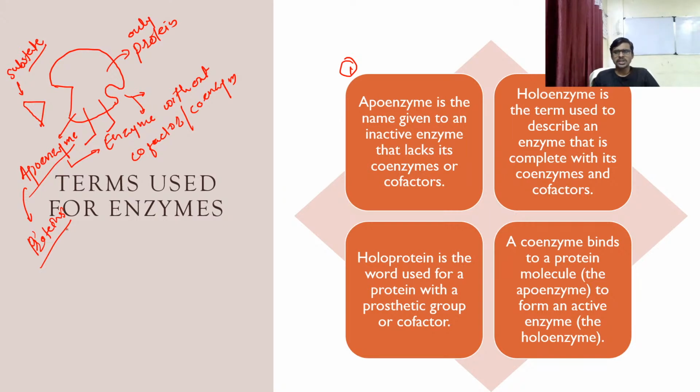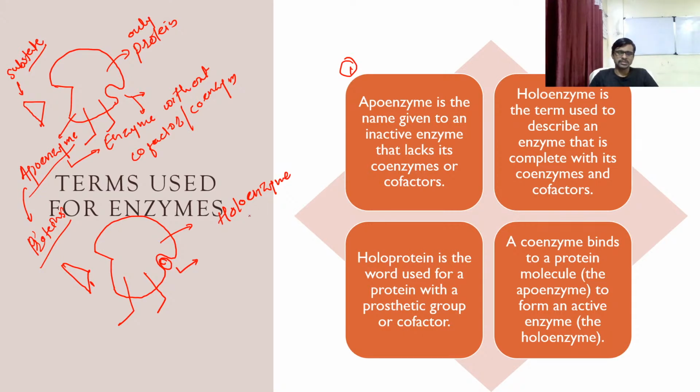So what are holoenzymes? Holoenzyme is a term used to describe an enzyme that is complete with its coenzyme and cofactor. So now let's draw one more enzyme here. This is the same enzyme I drew above, with the same substrate, and this enzyme now has its prosthetic group or its cofactor. Now you can say this is a holoenzyme, the complete one. It is a complete enzyme.